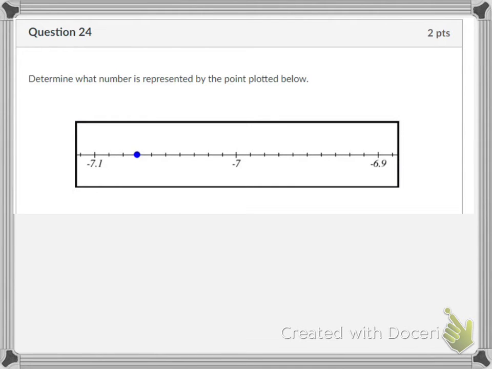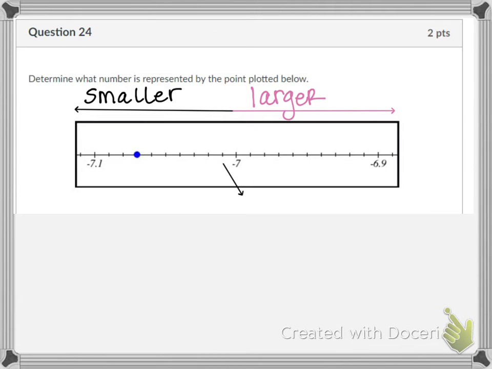So when you look at a number line, if I'm centering myself at -7, all the numbers to the left of -7 are going to be smaller than -7 because you're going farther to the left on the number line. As you go to the left on the number line, your numbers are actually getting smaller because they're negative numbers. If I go to the right of -7, the numbers are getting larger.